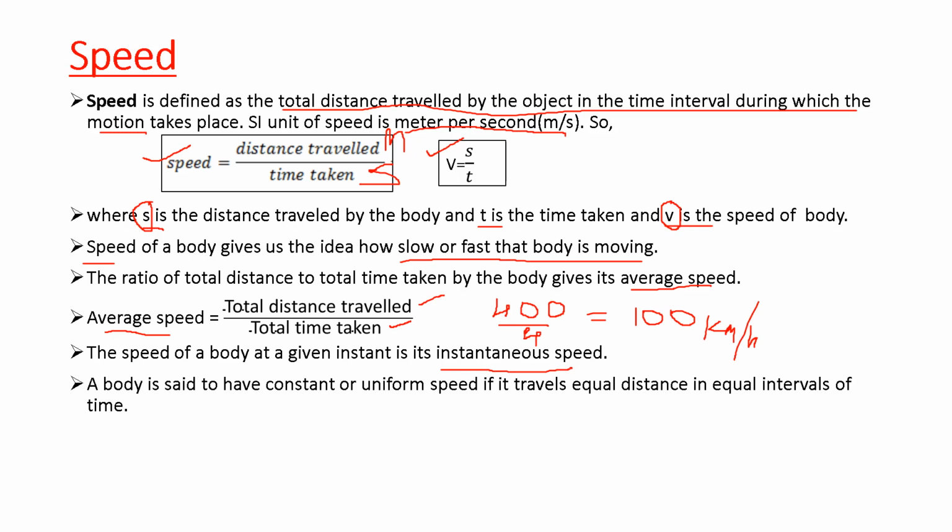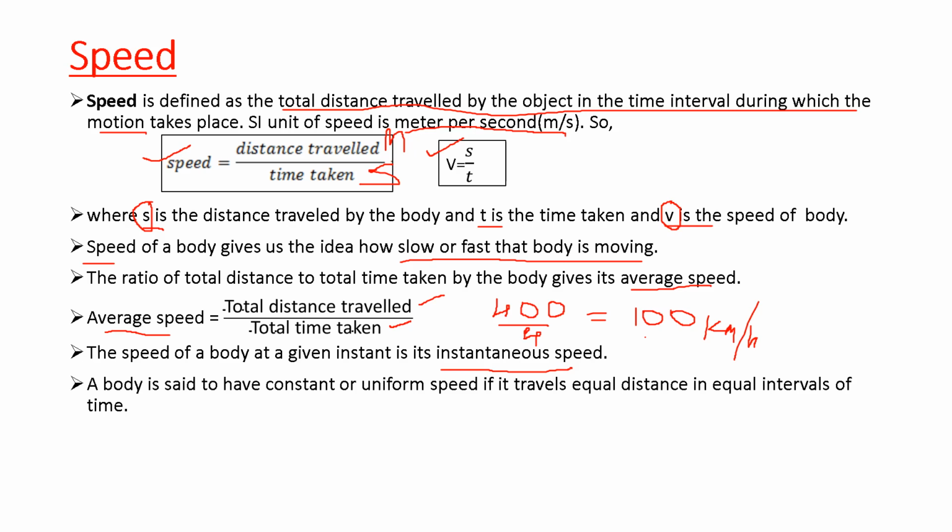Now what is the instantaneous speed? Suppose while driving from Mumbai to Surat, though your average speed is 100 km per hour, it doesn't mean that you were continuously driving at the same speed, that is 100 km per hour. While driving, the speed of your car may have crossed 100 km per hour, or it may have fallen below 100 km per hour. Means the speed of your car can be 130 or 120 at some instant, or it can be 50 or 60 at some instant.